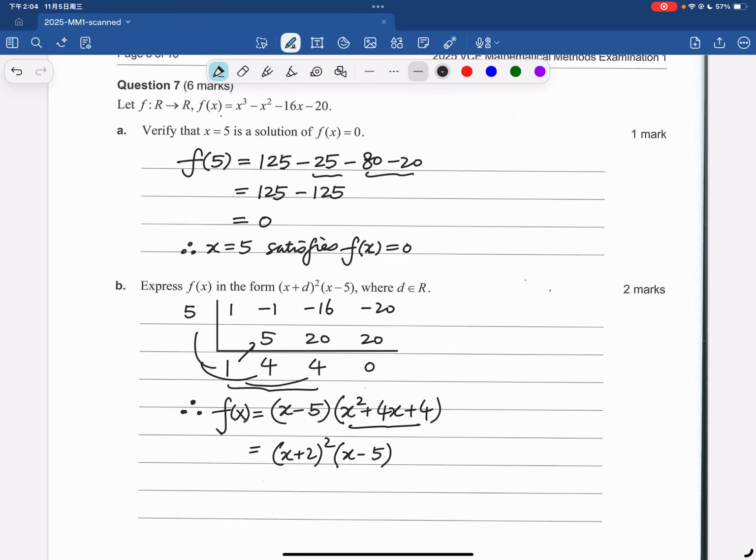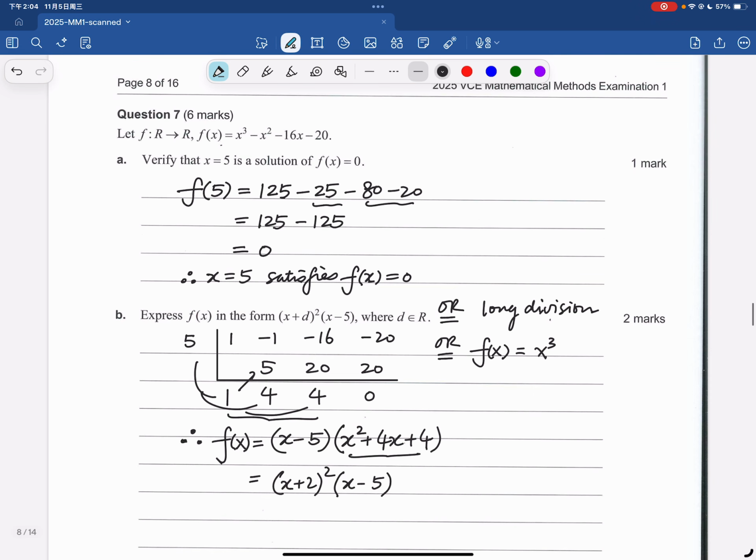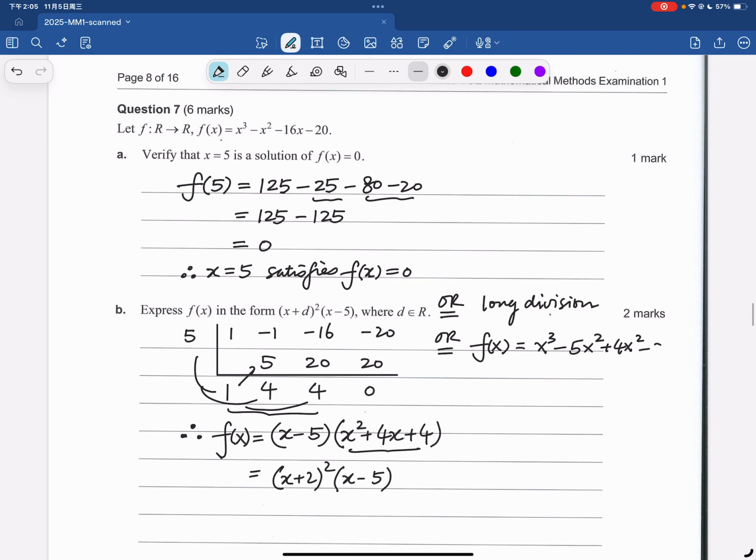Okay? There are other valid methods. For example, you might use long division. But long division is very straightforward, so I won't repeat it here. Or there is another inspection method. For example, if you say f of x equals x to the power 3, because x minus 5 must be a factor, you can write minus 5x squared plus 4x squared instead of minus x squared. And then for the minus 16, you can write it like minus 20x, then plus 4x minus 20.